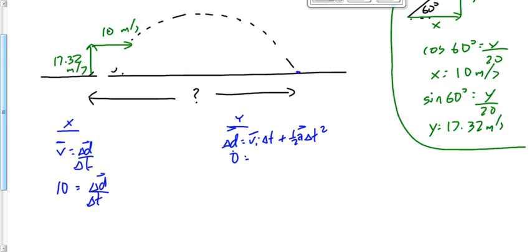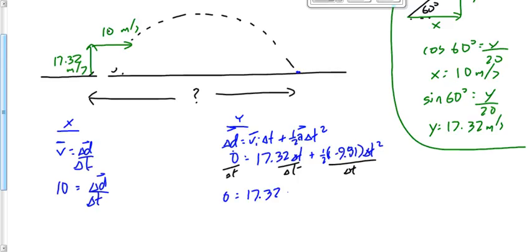Liam, what's the initial velocity y component? How fast is it moving initially, up and down? Good. Yep, good. 17.32 meters per second, times it by time, plus 1/2 of negative 9.81, times it by time squared. Now, what we're going to do here is divide everything by t, and we end up getting 0 is equal to 17.32 subtract 4.905 times t.